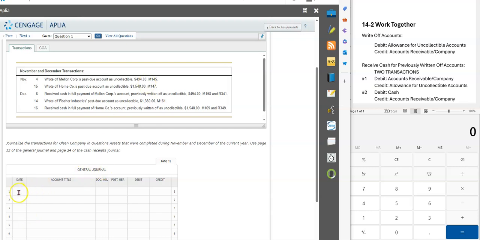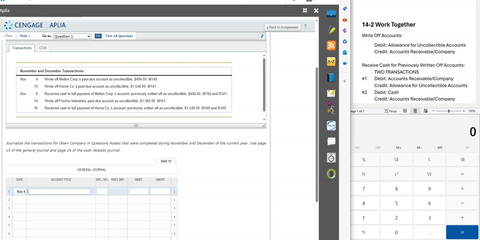So in your general journal on November 4th, they owed us the money. Okay, so it was an accounts receivable, and normally accounts receivable is an asset. But whenever we decide that we're not going to get that money, we're writing it off, we're going to take it out of their accounts receivable because we are no longer expecting to receive that cash from them. So accounts receivable is going to be the credit, okay, but you always write debits first.